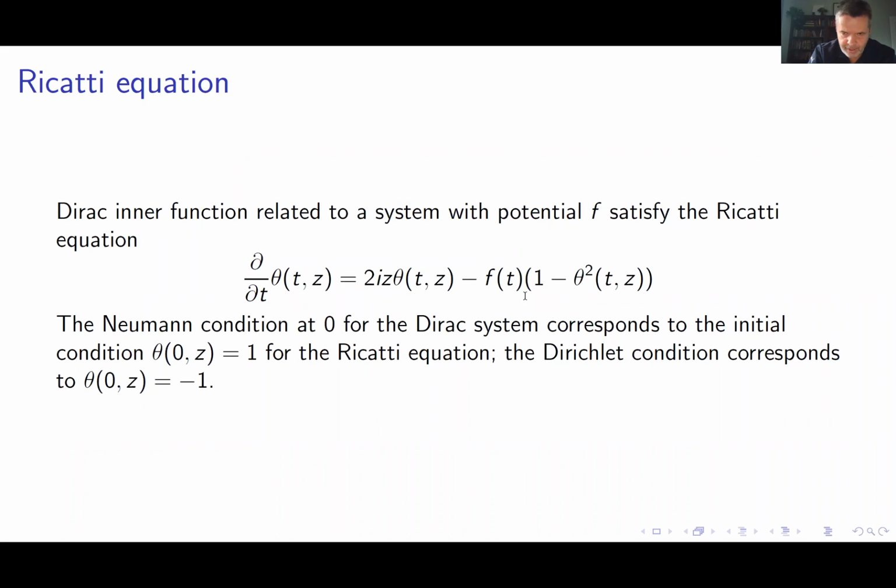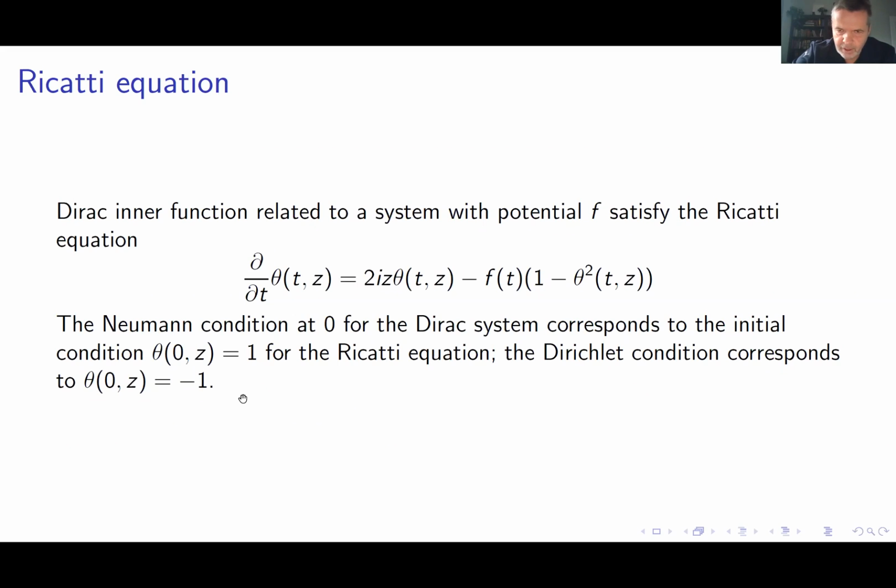So f is still the same function from our original Dirac system, the real function, which we, for this talk, assume to be in L2 on the half-line. So the Neumann condition for the initial Dirac system corresponds to the initial condition theta equals 1, and the Dirichlet condition corresponds to the condition theta equals -1 for this Riccati equation.